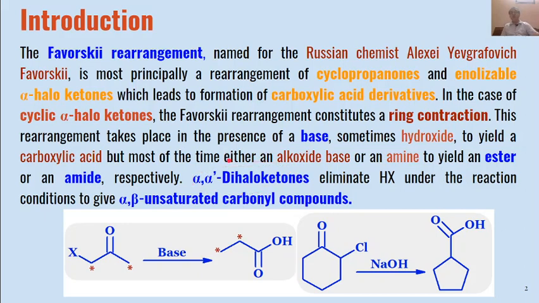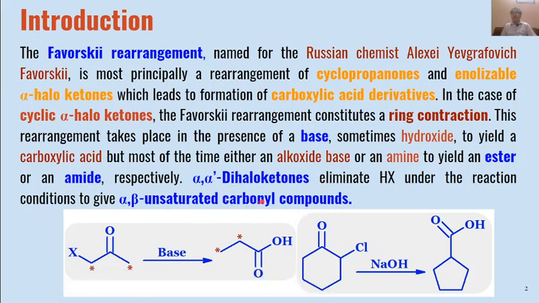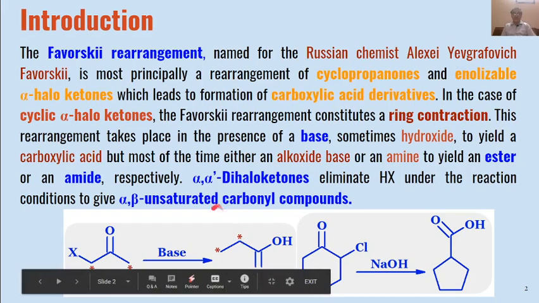So, if we are using monohaloketones, then we will get carboxylic acids or their derivatives as products. But if we use alpha dihaloketones, then we will get alpha beta unsaturated carbonyl compounds. And how these types of products are formed, we will see in the next few slides.